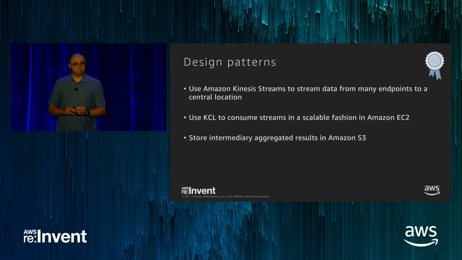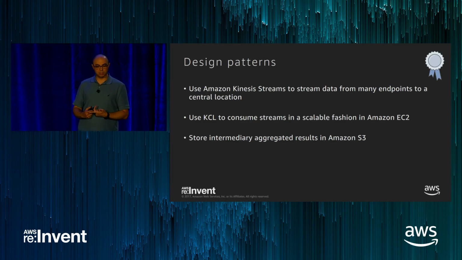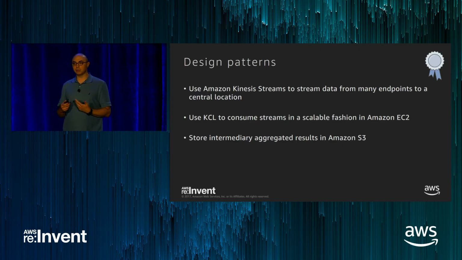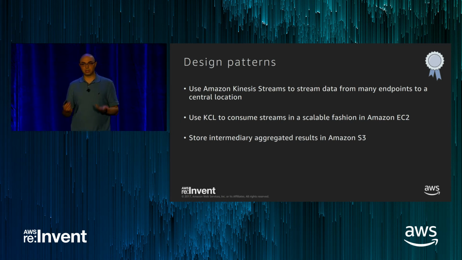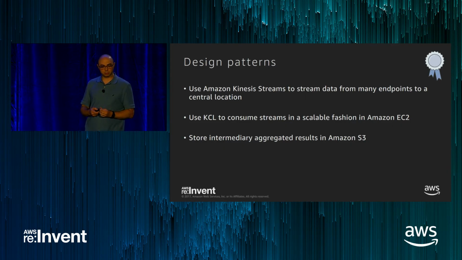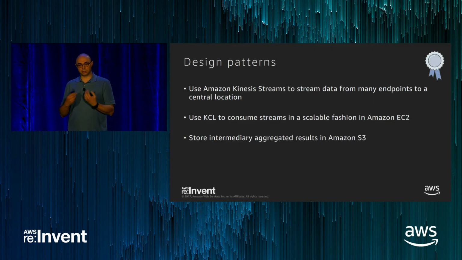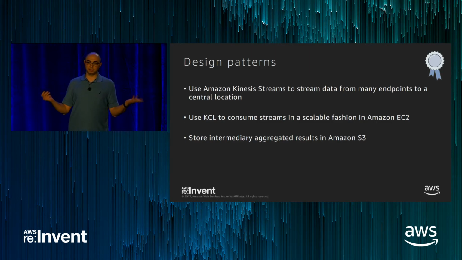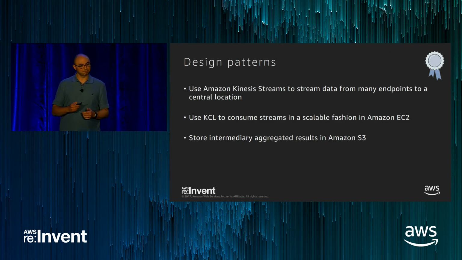Okay, what we've learned so far. We learned that using Amazon Kinesis streams to get data from many distributed endpoints to a central location is very efficient. We learned that using KCL, the Kinesis Consumer Library, to consume this data makes it easy and simple to build your consumer side of this analytics pipeline. And we also learned something that you already probably know, that you can store this intermediary data in S3.